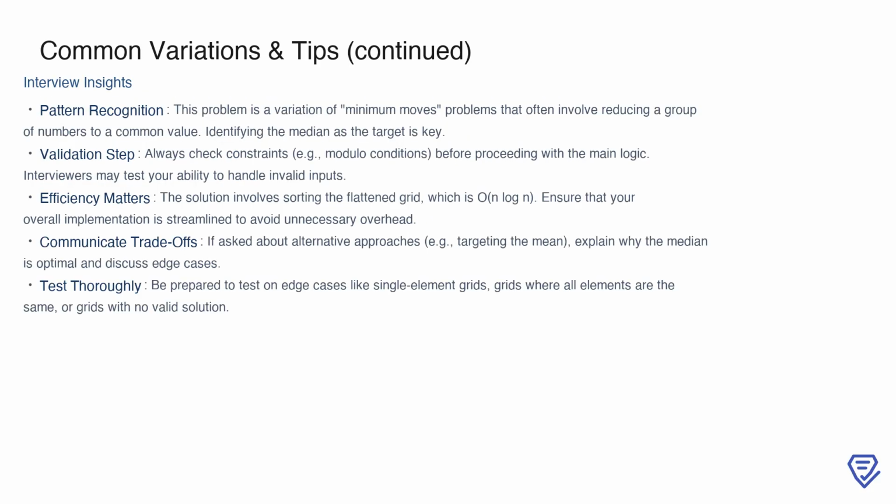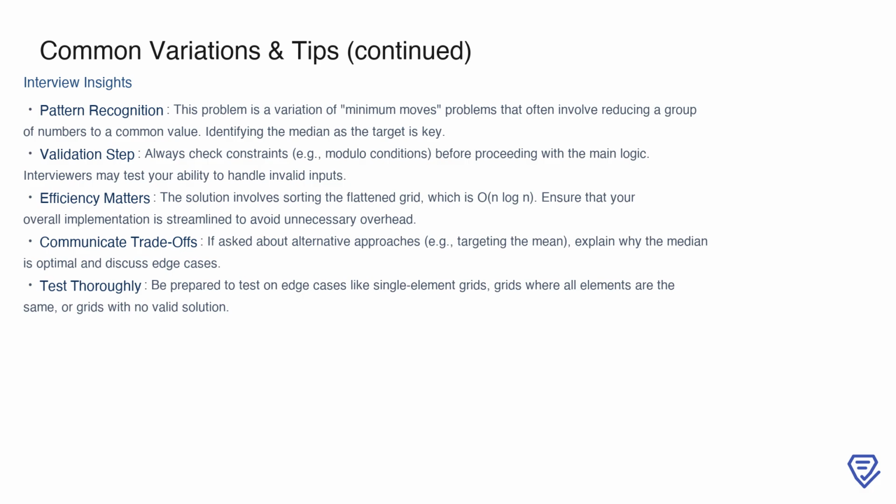This problem is a great example of a pattern that often appears in algorithmic challenges, where the goal is to reduce a set of numbers to a common value. Recognizing that the median minimizes the total cost is a crucial insight. Another key step is validation, checking constraints like the modulo conditions before diving into the main logic. This is not only a part of crafting a correct solution but also something interviewers often evaluate.